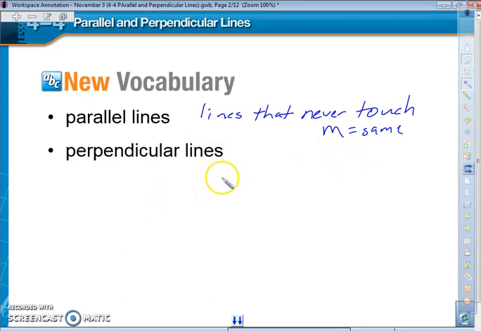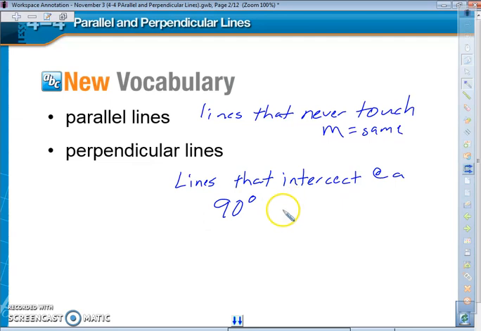Now, perpendicular lines are lines that intersect at a 90-degree angle. There are a couple of signs that we're going to use. Parallel lines are going to look like this when we draw them: two little lines like that. Perpendicular is an upside-down T. Sometimes you'll see a little box right there. That box means 90 degrees, just like a square is 90 degrees.